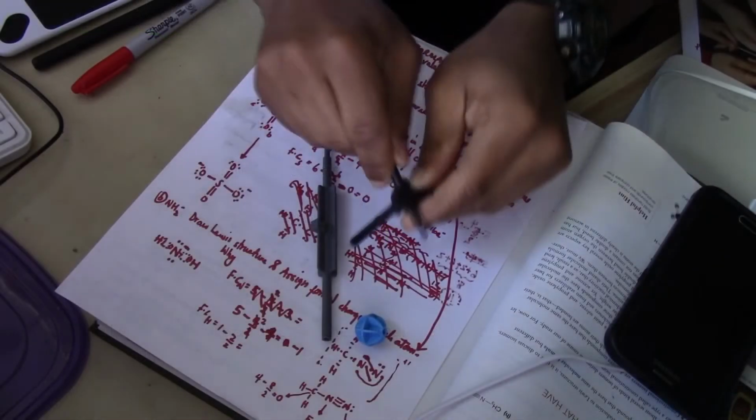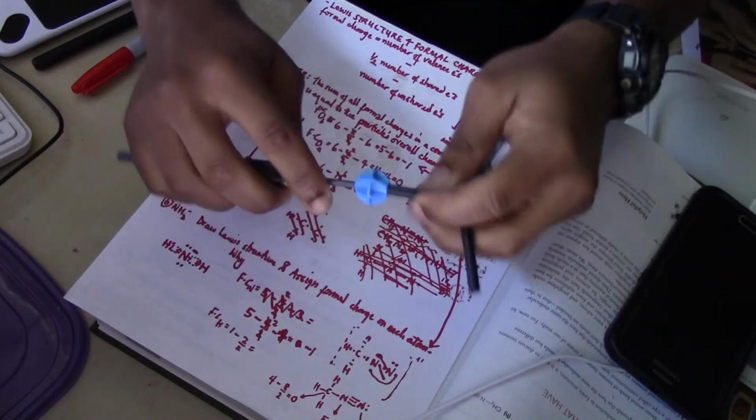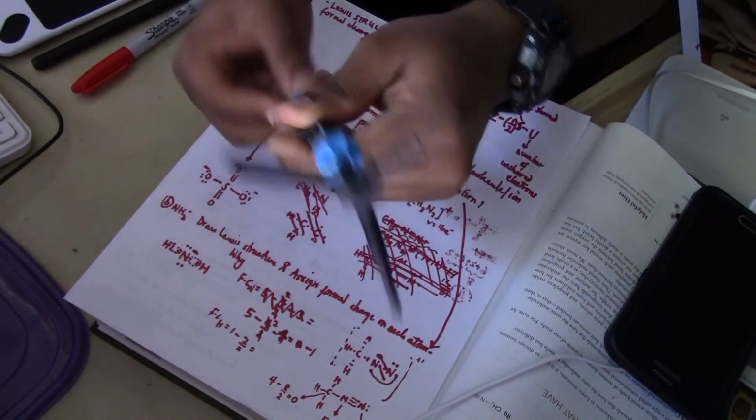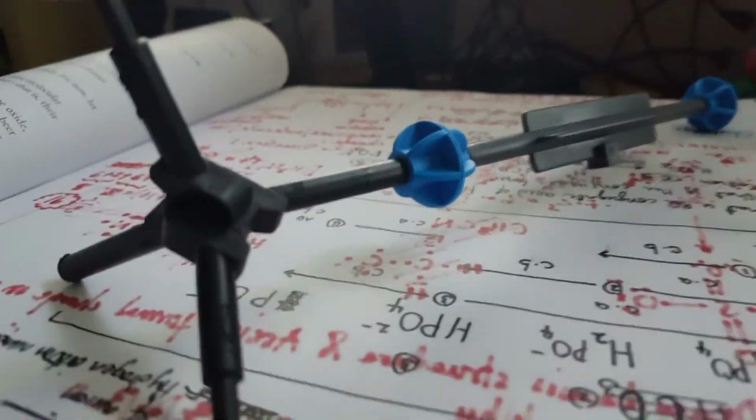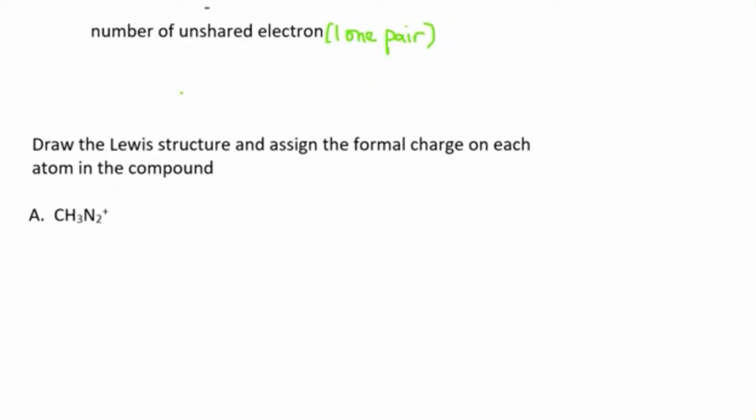Now in this question, it says that we should draw the Lewis structure and assign the formal charge of each atom in this particular compound. You notice that this compound actually has carbon with 3 hydrogens and 2 nitrogens. To draw the Lewis structure, we account for the total valence electrons: carbon has 4 electrons, we have 3 hydrogens, so a total of 3 electrons, and for the 2 nitrogens we have 5 times 2, which is 10 electrons.